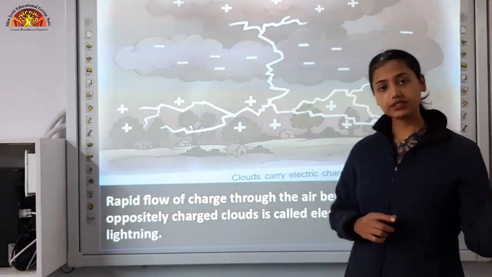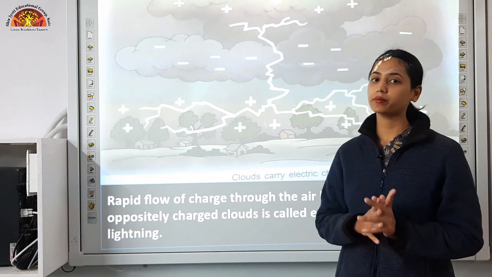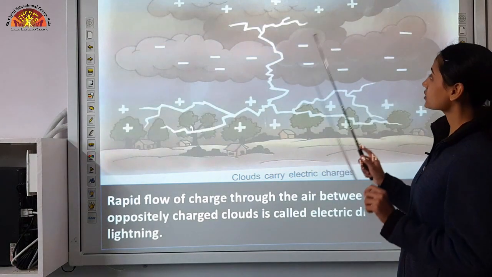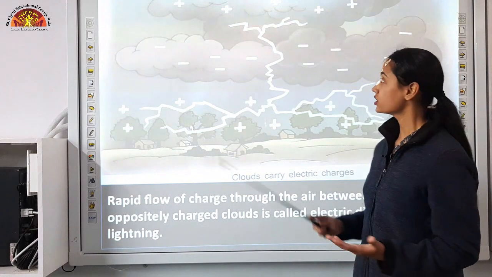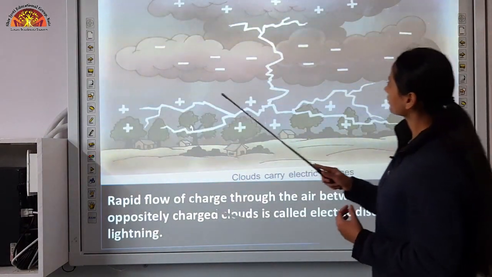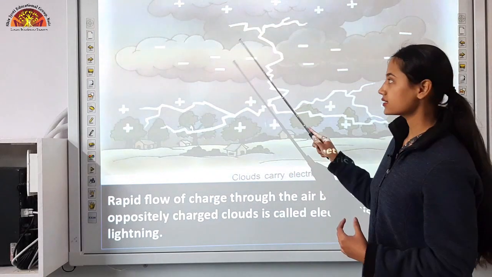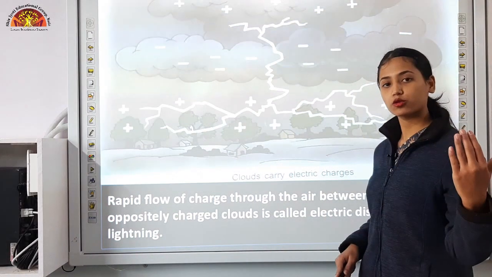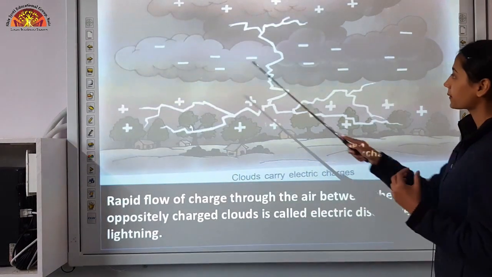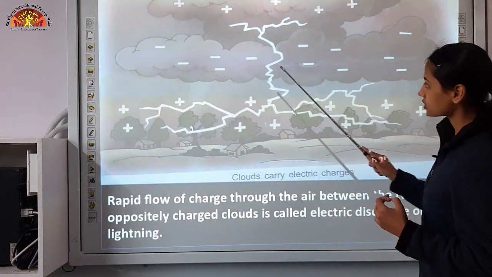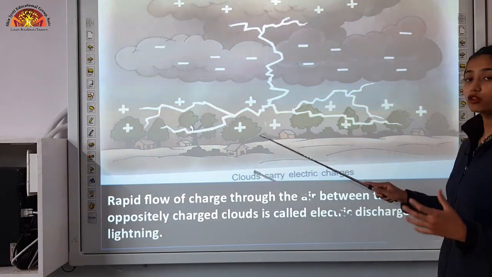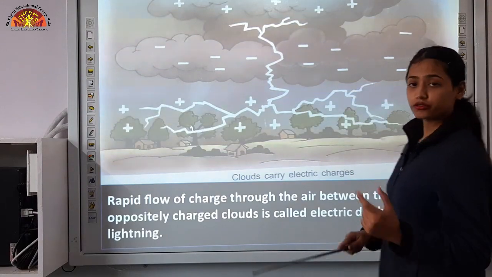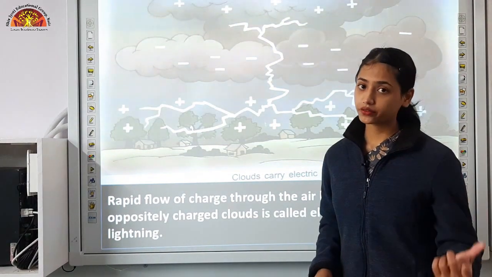Okay, because we have discussed that by rubbing we can make any object a charged object. So similarly here, clouds are also getting electrically charged. In a cloud, the negative charges settle at the lower portion and the positive charges are present in the upper portion of the cloud. Now, because of the negative charges in the lower portion, there is accumulation of positive charges on the earth. And we know that opposite charges always attract.